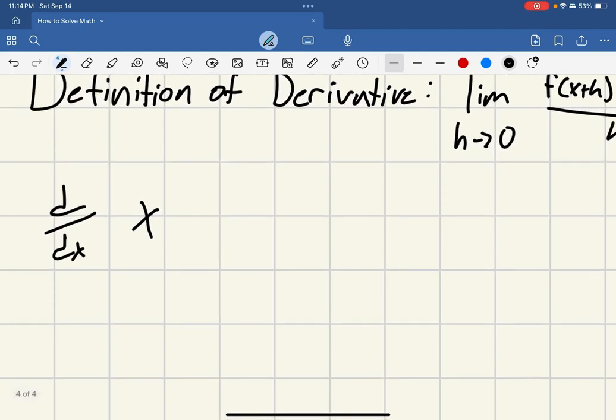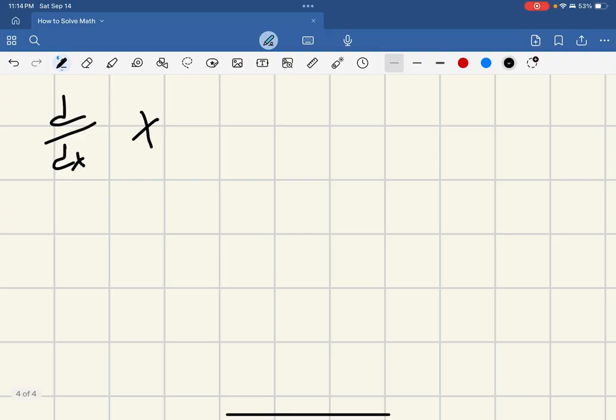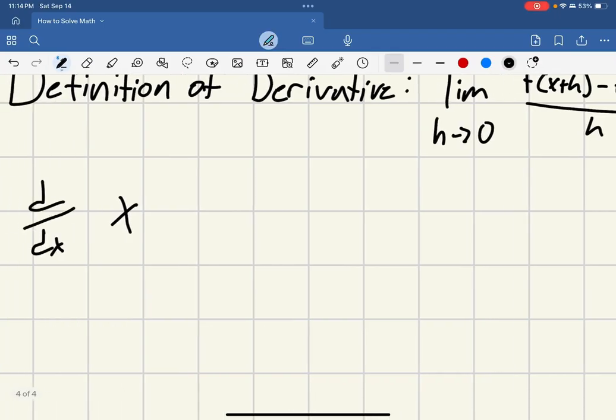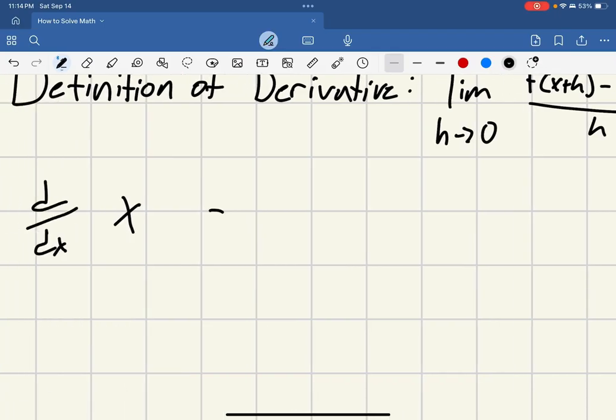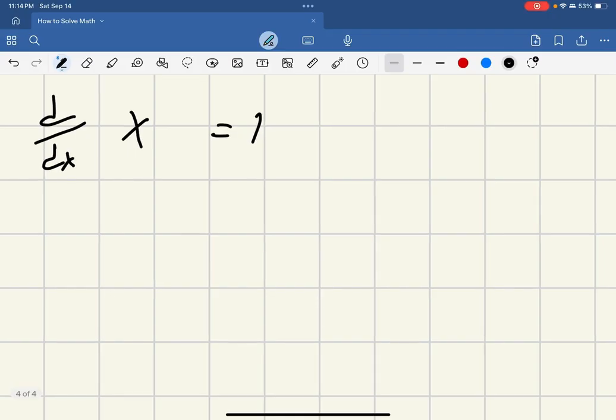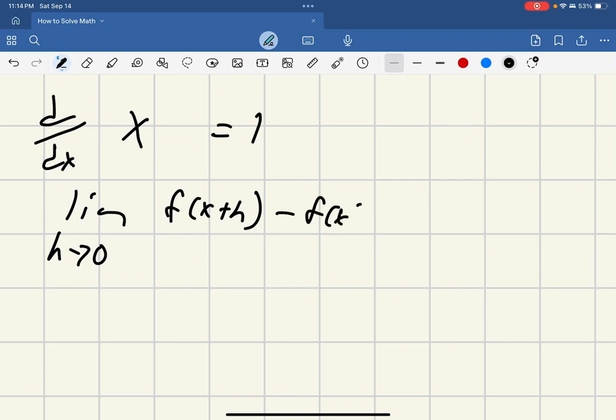So, how do we use it to solve problems? Usually on the AP test, you get asked to use the definition of derivative to prove that, for example, this is equal to 1, right? So, we're going to rewrite this as the limit as h approaches 0 of f of x plus h minus f of x, over h.